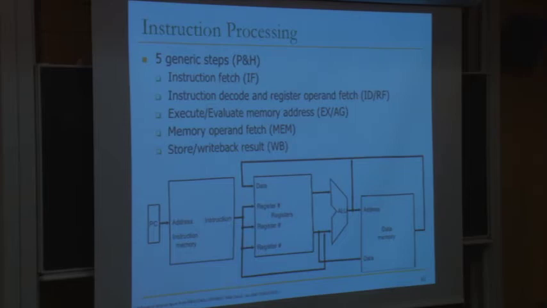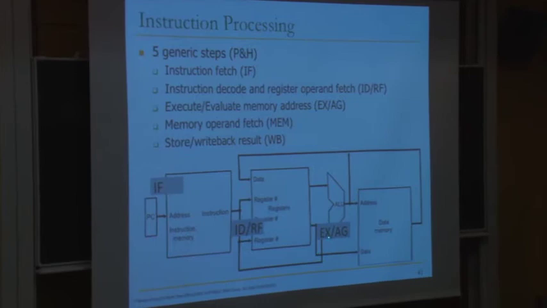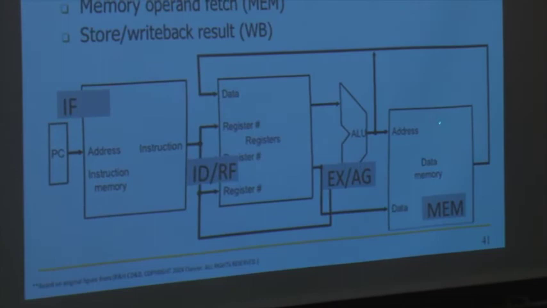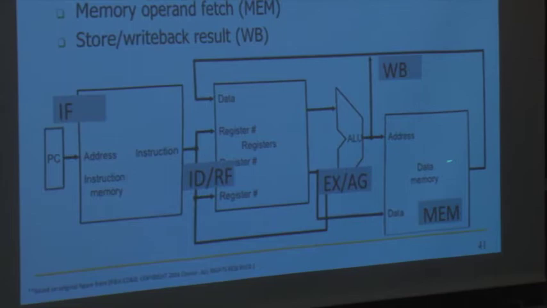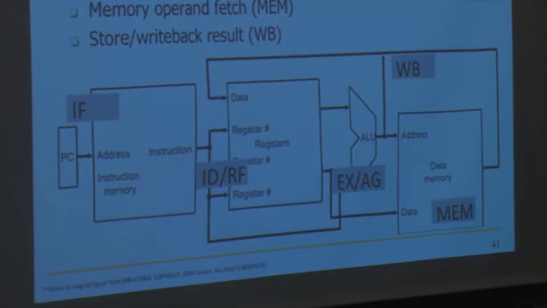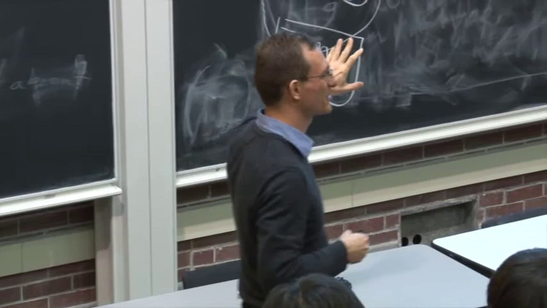So fetch happens here. Instruction decode and register file read happens here. Execute or address generation happens here. After you have the address, you can access memory here. And write back happens here, either from the register or memory, depending on the instruction. Right. I'm going through this relatively fast, but I'm assuming it's okay with everyone. If it's not okay, raise your hand or shout or scream. Nobody's shouting yet. Okay.